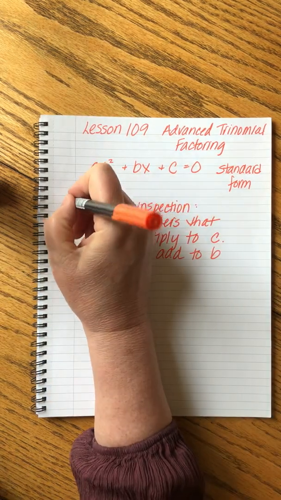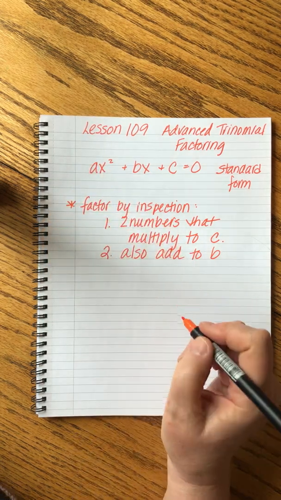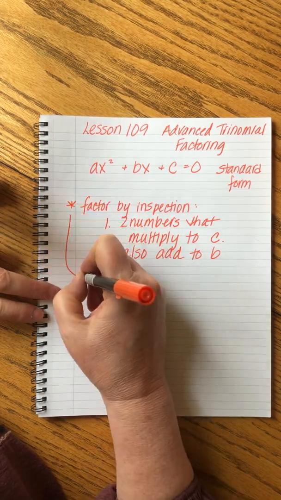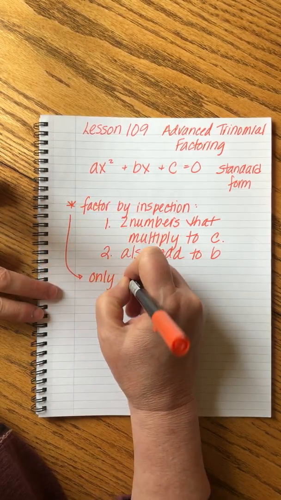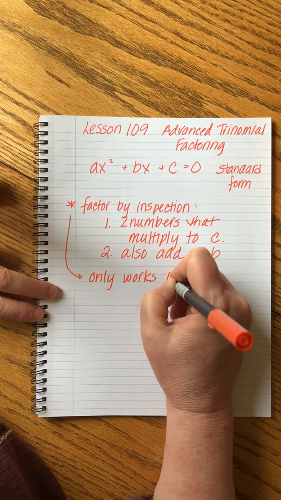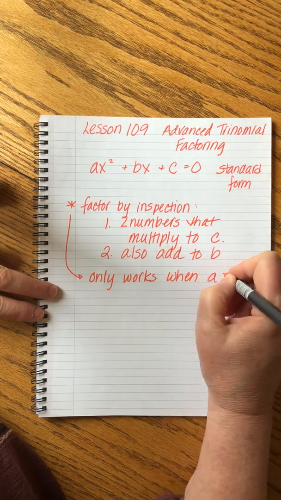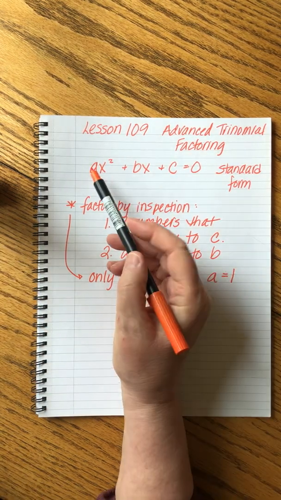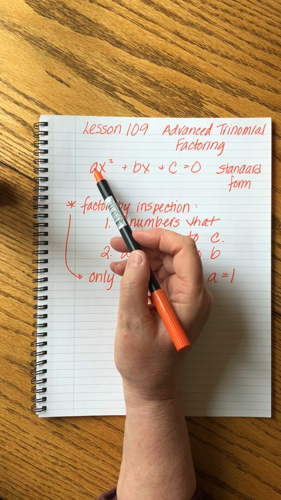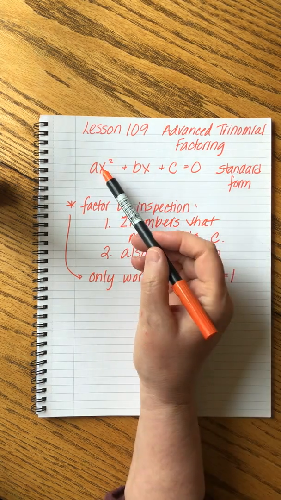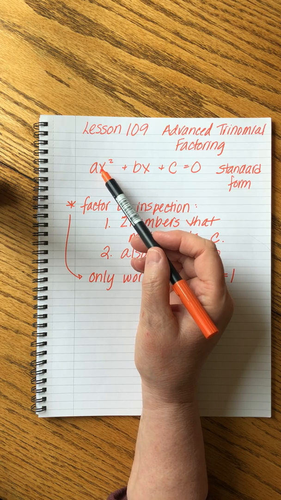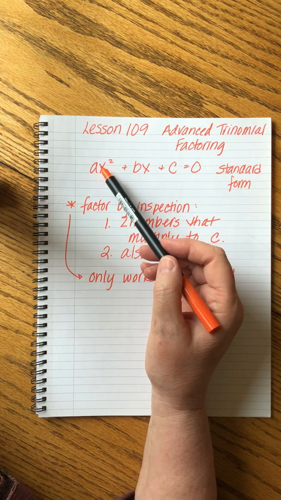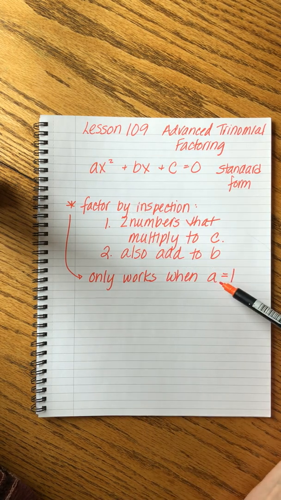Now, this works only, well, up until now, it's worked only, this process, as we have learned it now, only works when A is equal to 1. And of course, we don't write the 1 there, but it's a plain x squared, right? I'm sure you've noticed that by now. Maybe I've even pointed it out, that in all the examples we used, there was no number in front of the x squared. A was equal to 1.